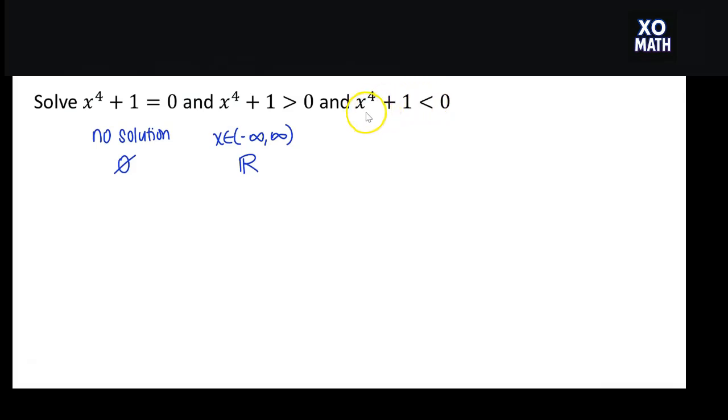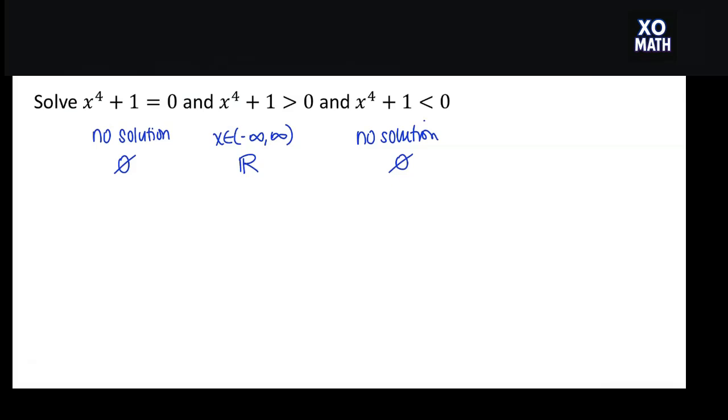And finally, solve x to the 4th plus 1 is less than 0. So what x values can I substitute in to make this negative? Well, we just said that the outputs are always going to be greater than 0. So that means this inequality also has no solutions. So no solution, or again, the empty set.